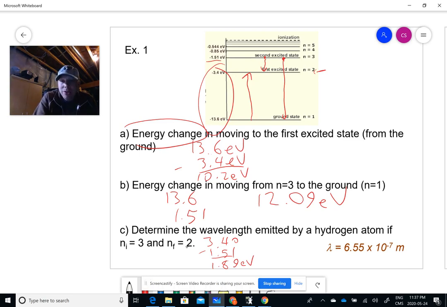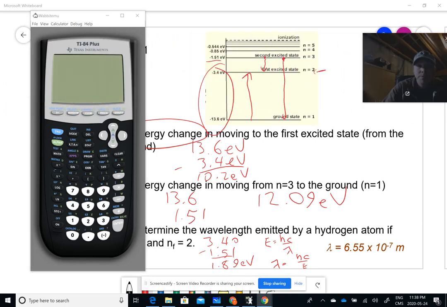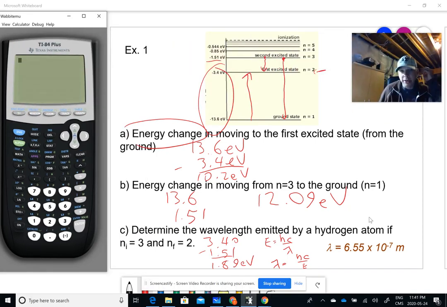Now we want to find the wavelength, so we have to put it into this formula. E is equal to hc over wavelength, or wavelength is equal to hc over energy. Because it's in electron volts, use Planck's constant for electron volts. So let's put that into the calculator. That's 4.14 times 10 to the negative 15 times 3 times 10 to the 8, divided by 1.89.